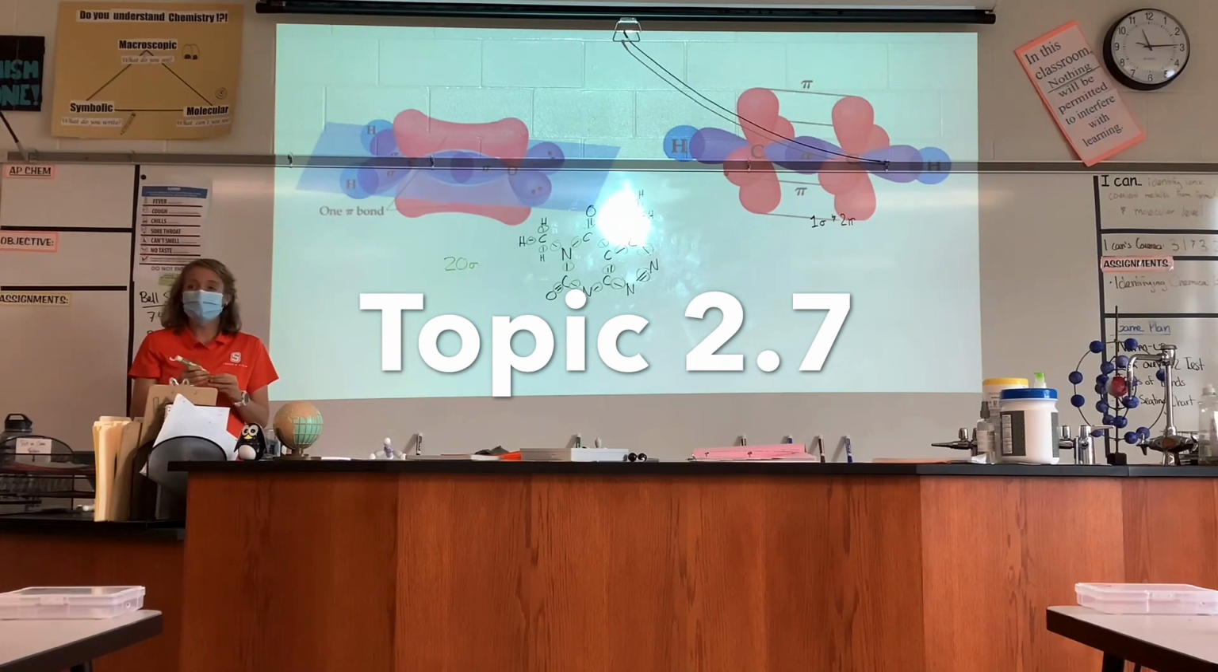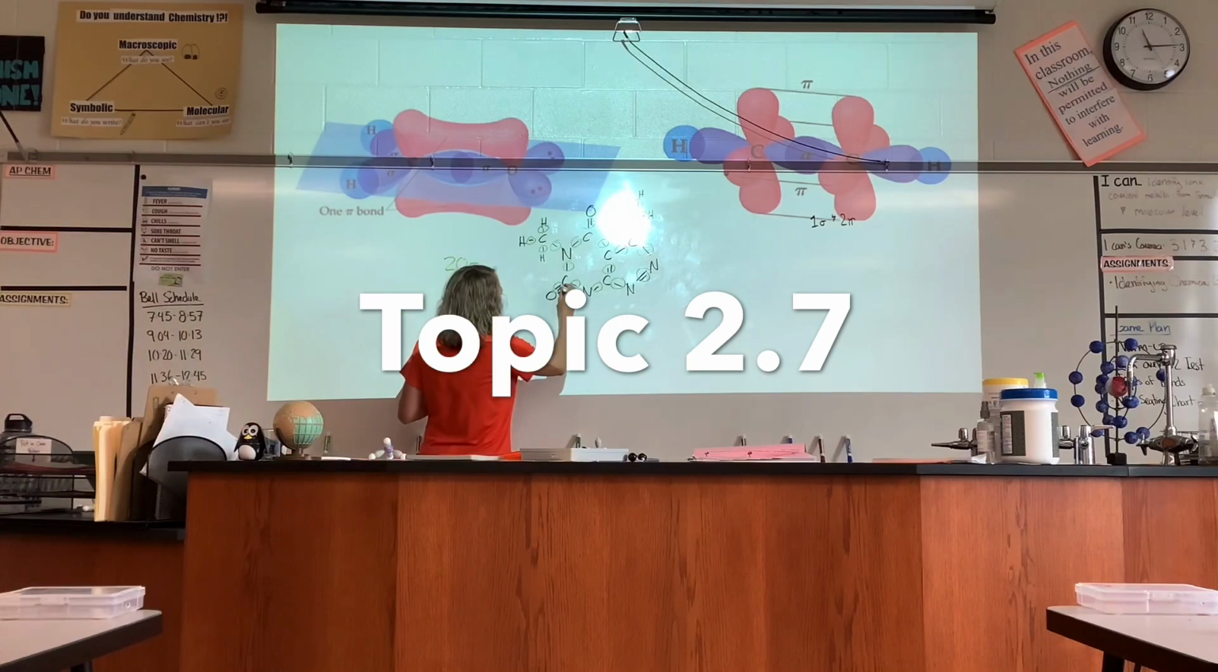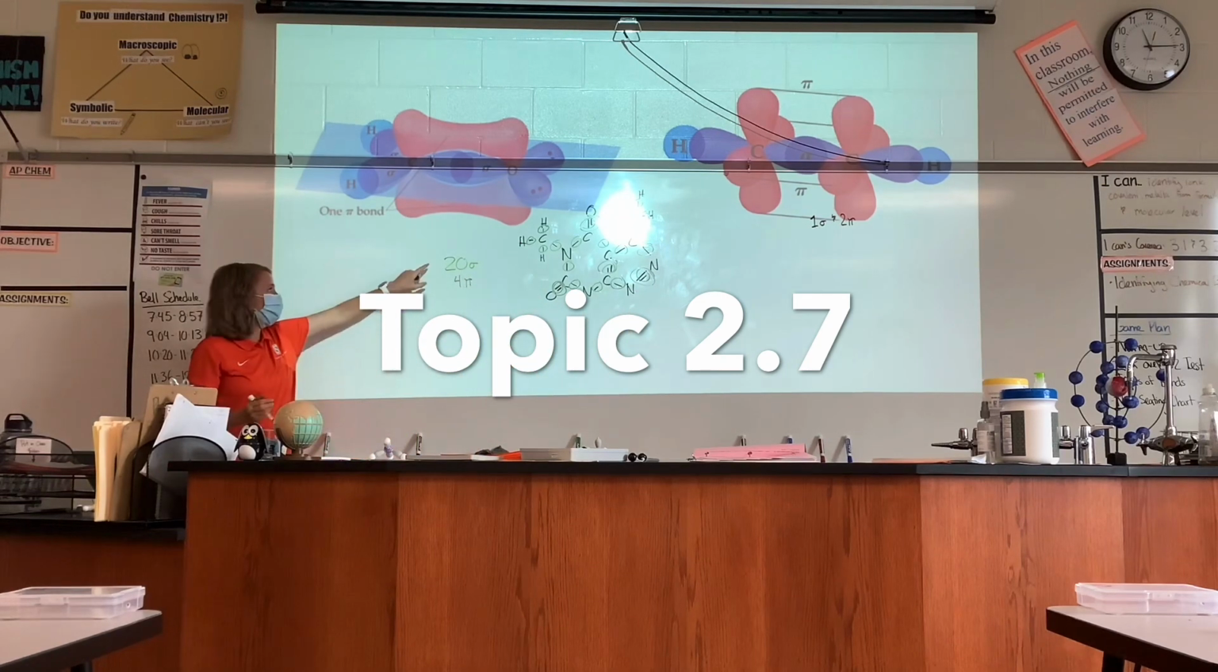Okay. Now pi bonds are in a double bond, and there's one of them. So now you just count your pi bonds, or your double bonds. So we got 1, 2, 3, 4. So 4. One smiley face for sigmas, one smiley face for pi.